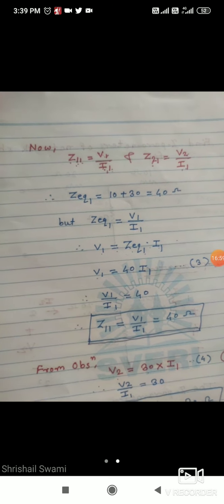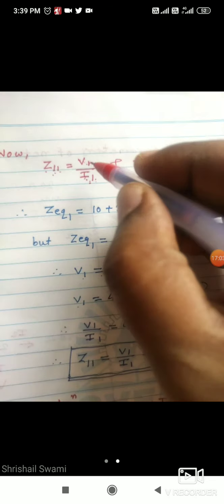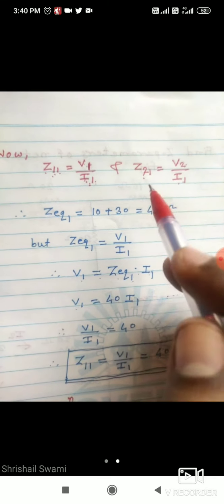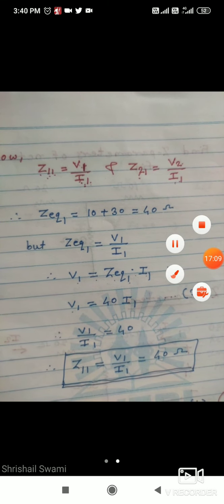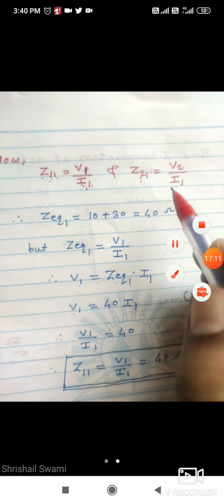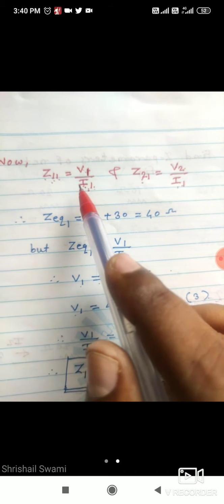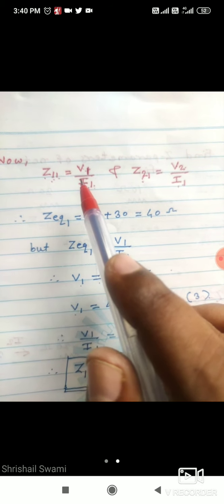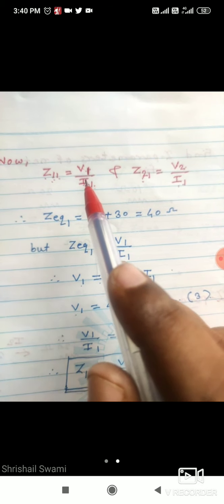So what is happening, see here, Z11 you will get, that is V1 divided by I1. So this is the V1 upon I1, and Z21 is equal to V2 upon I1. So whenever V1 upon I1 is there, I1 upon V1 is there, V2 upon I2, I2 upon V2, so you can simply find out the equivalent impedance from that side.